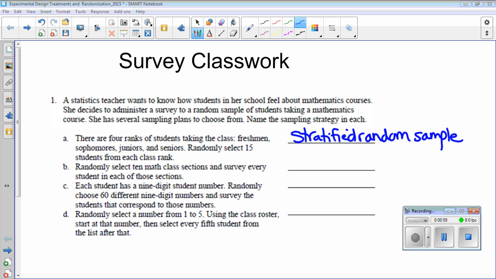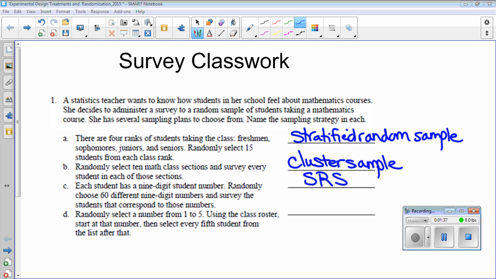How about letter B? Randomly select 10 math class sections and survey every student in each of those sections. What's that going to be? That's a cluster. Remember what I said earlier: with a cluster, you survey everybody in each of those groups. So that is a cluster sample. Good. How about letter C? Each student has a 9-digit student number. They randomly choose 60 different 9-digit numbers and survey the students that correspond to them. That's an SRS, when you number everybody and then randomly select the numbers. Okay, that's what we're looking for.